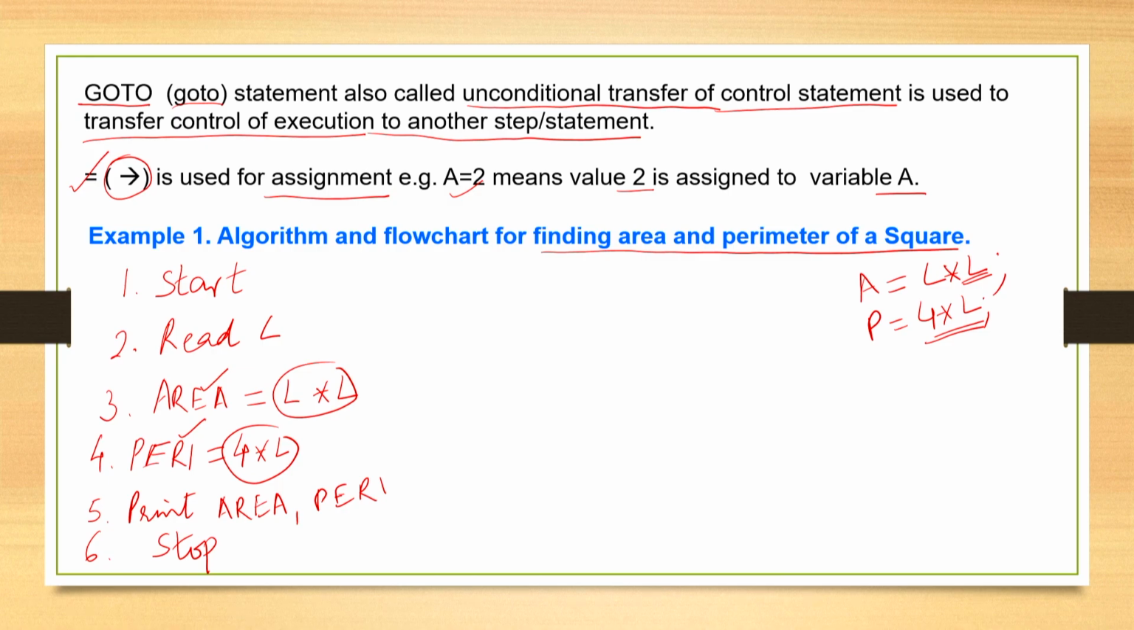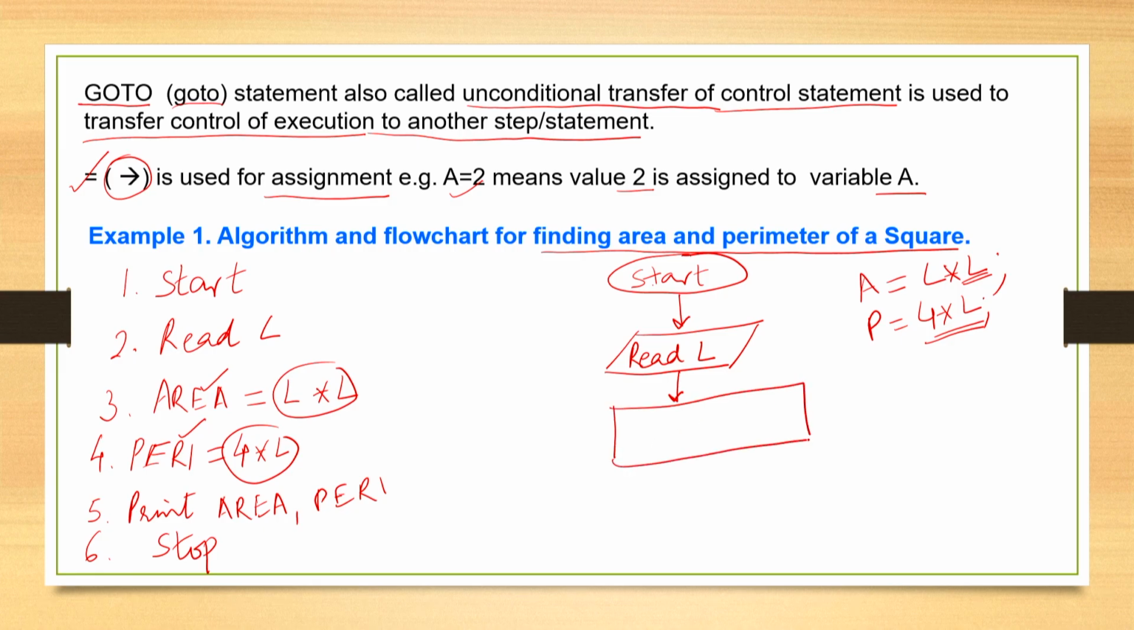Now, how do we draw the flowchart of it? So first one is what? It's a start. Then you have to read L. So we use this symbol for reading. It's read L. Then next step is computation. I can combine these two steps together in the same box, or I can use different boxes for area and for peri. So here I am combining both of them together.